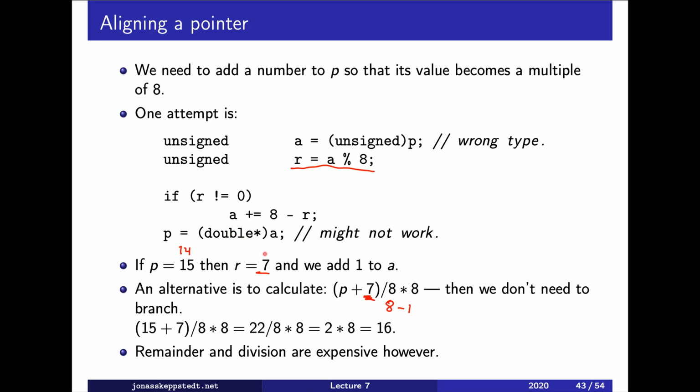Okay, so the remainder is 6, and then we still add 7 and get 16. The problem with this approach is that division and multiplication are expensive. Now, if we know at compile time, it's not so expensive, because the compiler can do what we will do on the next slide.